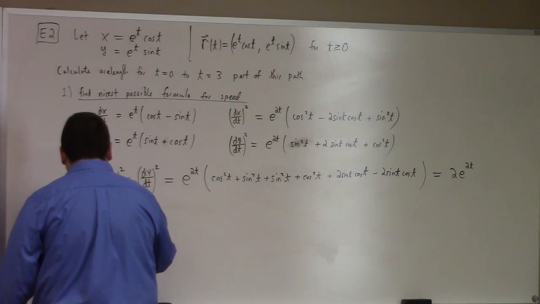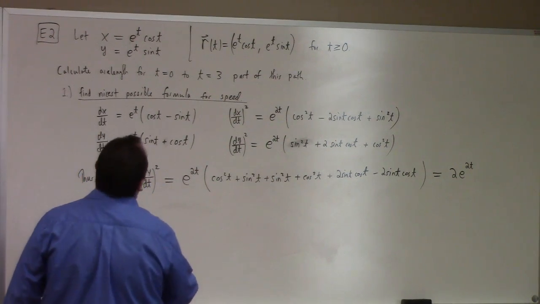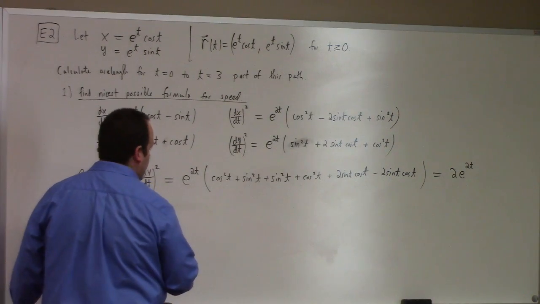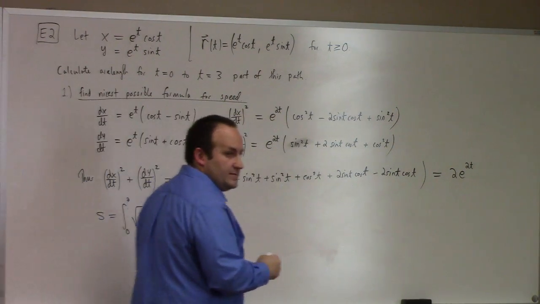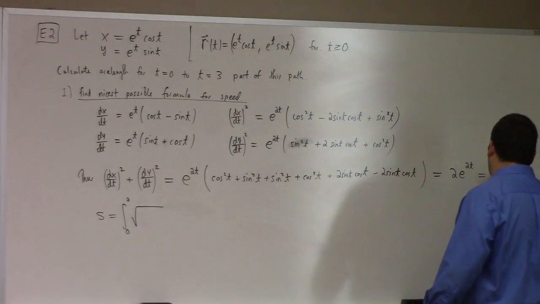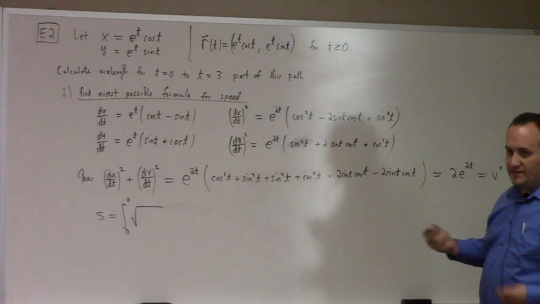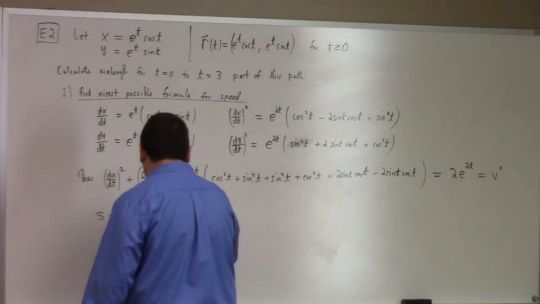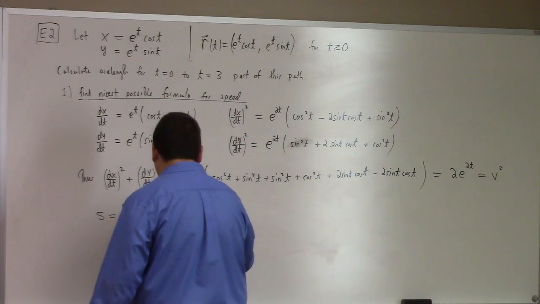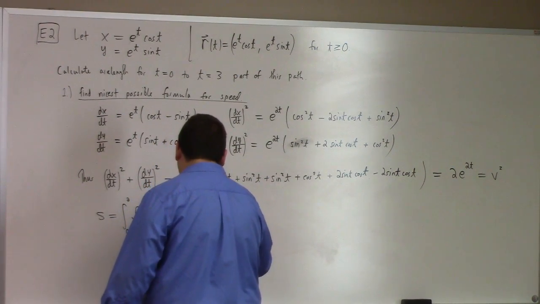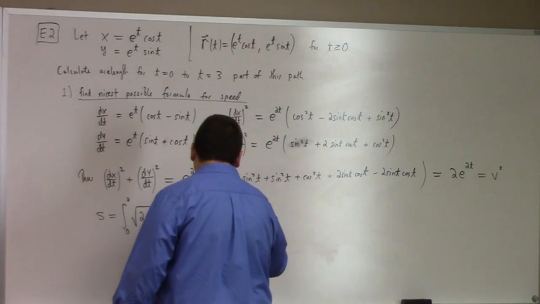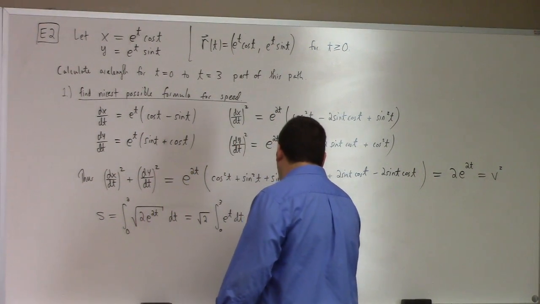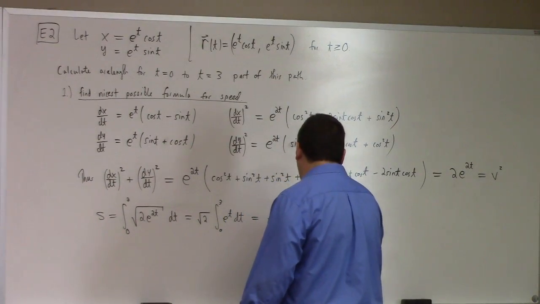And now we can calculate the arc length. So S is equal to the integral from 0 to 3 of the square root. I mean, this is the speed squared, right? Technically, this is v squared. I didn't take the square root yet. So the square root of 2e to the 2t dt. In other words, the square root of 2 times the integral of e to the t dt from 0 to 3, which gives me the square root of 2 times (e to the 3 minus 1).